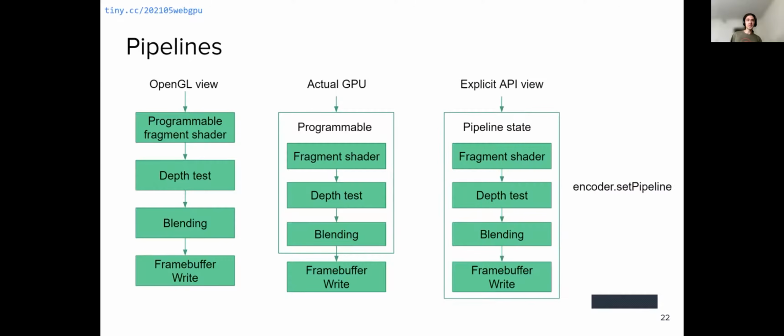So in the explicit APIs, we see all of this stuff bundled together into a single thing called the pipeline state object. And we build that ahead of time. And then with a single call, we set the entire pipeline. And the driver doesn't have to do any lazy compilation or anything like that because it's already gotten all the information it needs ahead of time.